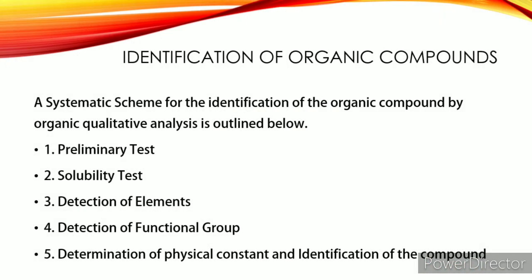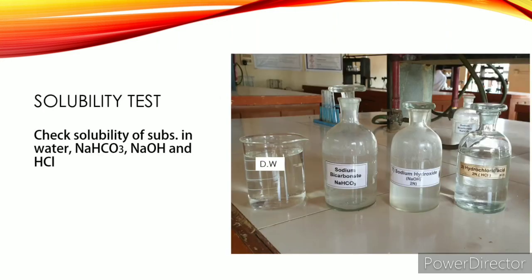Out of the various tests that we perform during the organic spotting experiment, the solubility test is one that helps us in determining the chemical nature of a substance. In the solubility test, we check the solubility of a given substance in certain reagents. And from the observation made, we come to know whether the substance is an acid, phenol, base, or neutral.